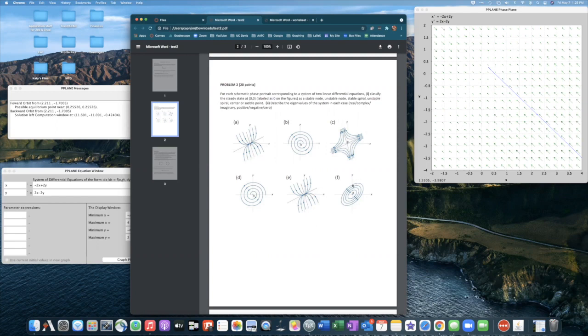And finally here, we have a spiral, but it's not spiraling in or out. So that's what we call the center or a neutral spiral. Both the eigenvalues are complex. Specifically, the eigenvalues are purely imaginary, right? The real part of those eigenvalues is 0.